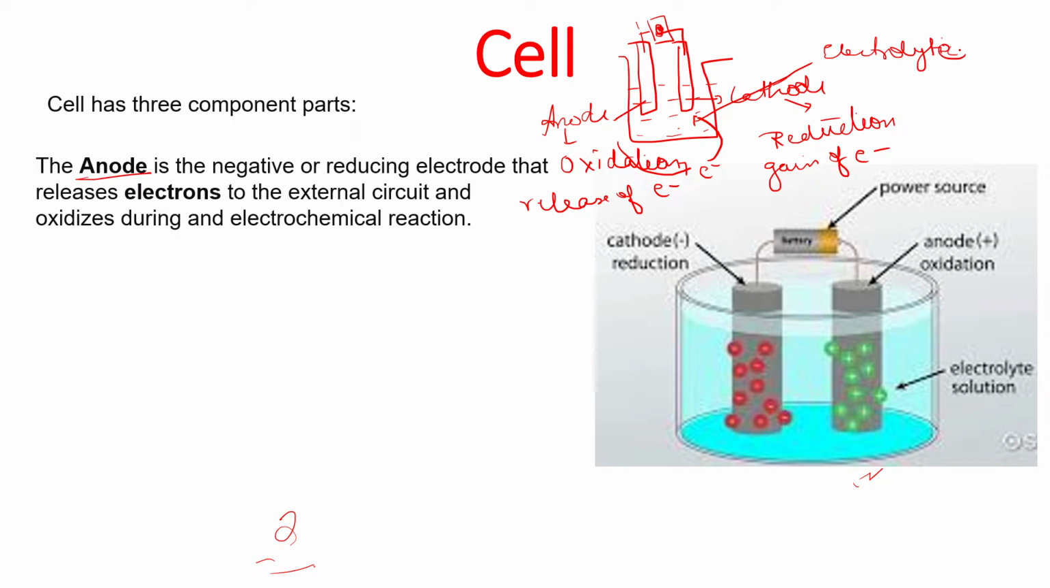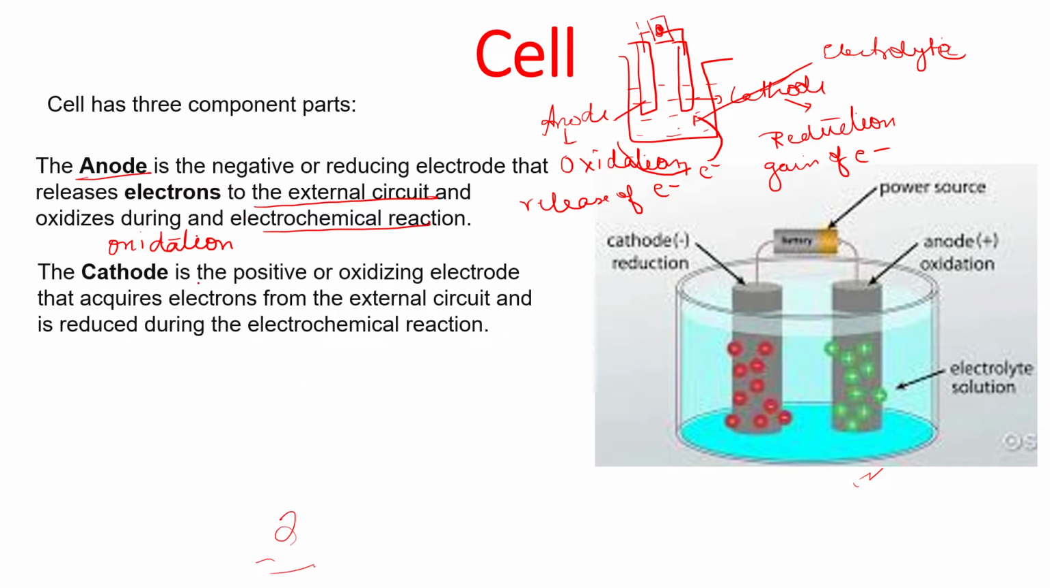Okay, so anode is a negative or reducing electrode that releases electrons. Basically, oxidation happens on anode, and it gives electrons to the external circuit and is oxidized during the electrochemical reaction, while a cathode is a positive or oxidizing electrode that acquires electrons. Basically, reduction is gain of electrons.